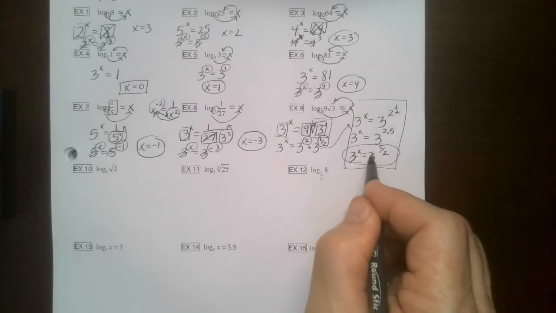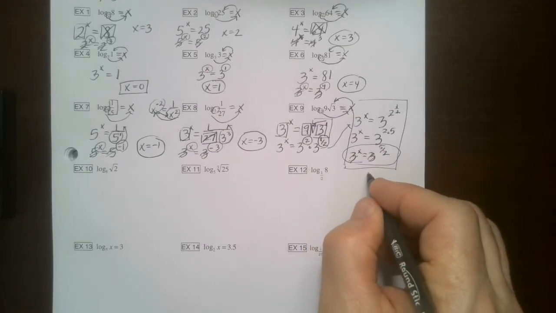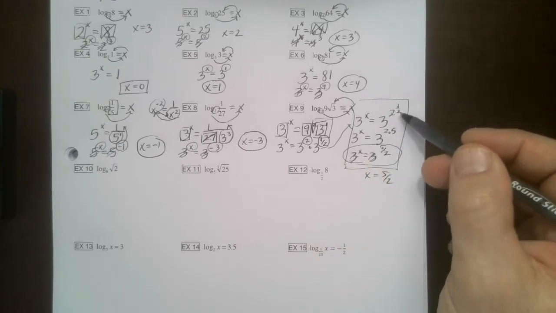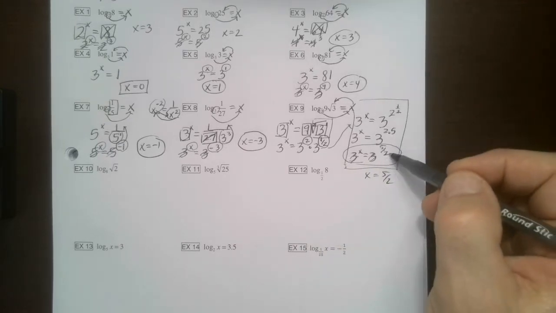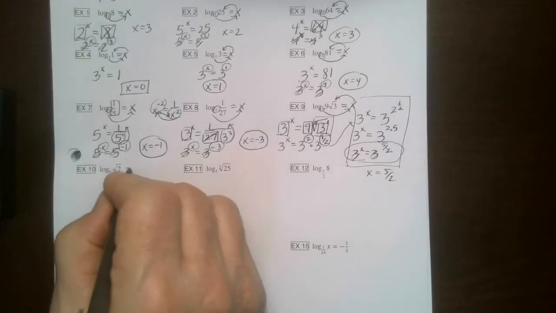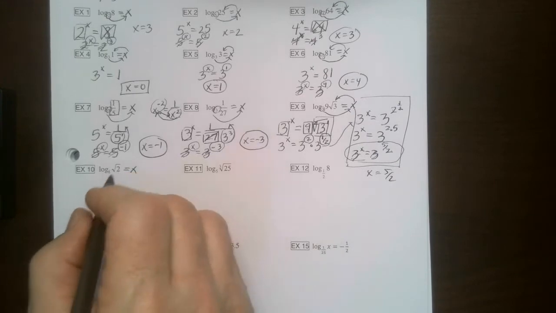And then the bases cancel, x is 5/2. If you said 2.5, that'd be fine. But this is the way Algebra 2 is probably going to take it. Go on to here. Got those darn square roots.